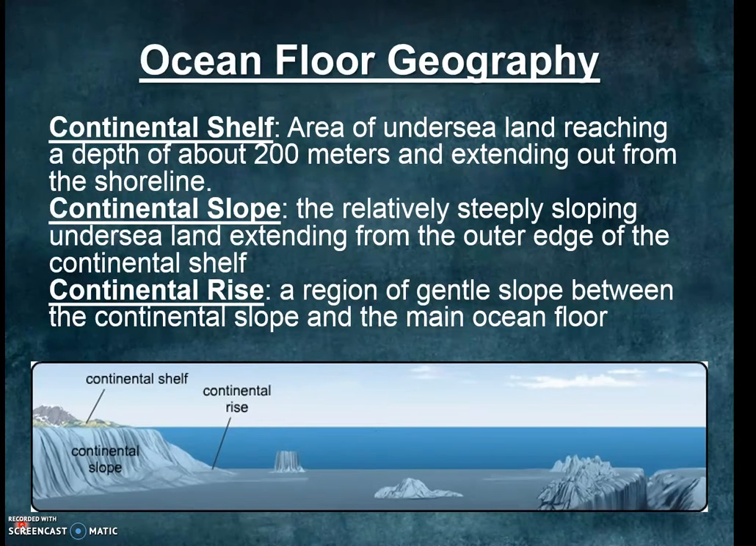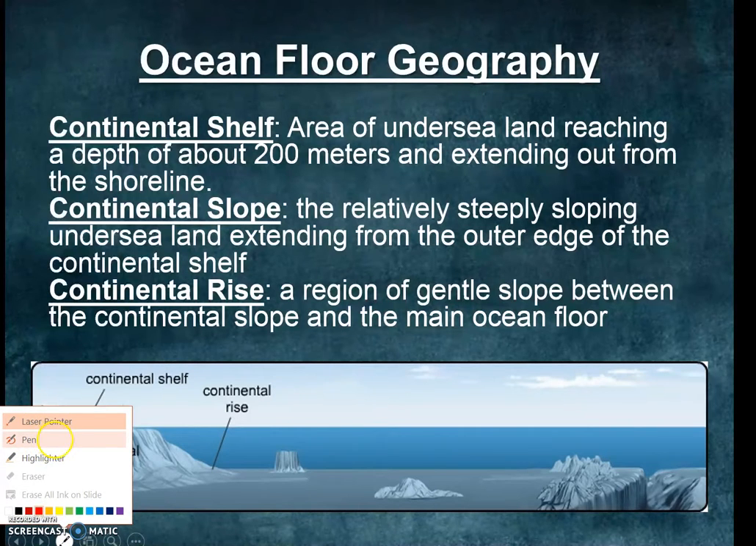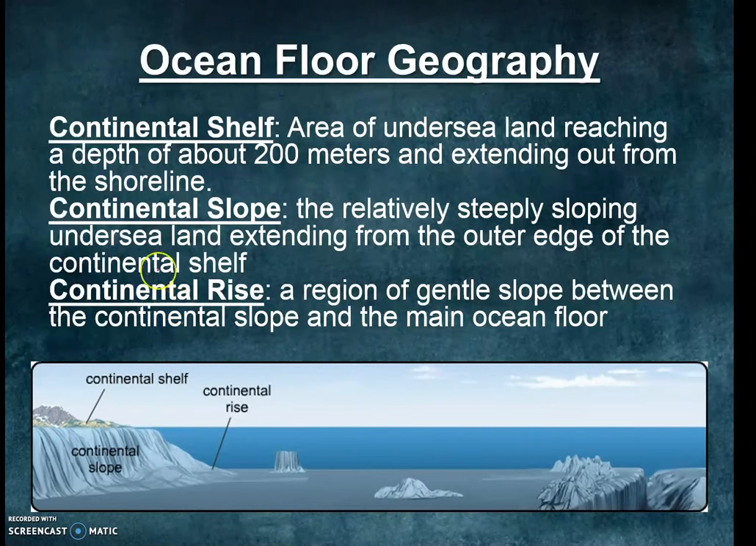All right, so the last thing we're going to review today is ocean floor geography. There are different parts of the ocean floor that we can see because of plate tectonics. The first one is the continental shelf. The continental shelf is right here. It's this area of undersea land reaching just 200 meters, so not very far, out from the shoreline. If you go swimming in the ocean, the continental shelf is what you are swimming on.